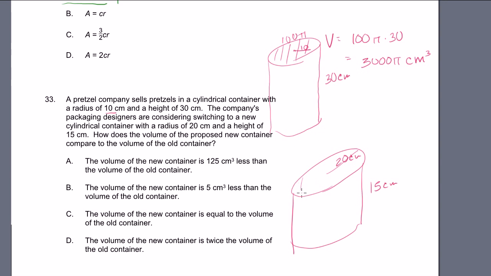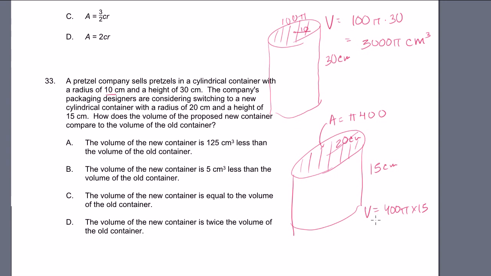Our new container, what's the area up here? Pi r squared. The area is equal to pi times r squared. R is 20. 20 squared is 400. So our volume is equal to 400 pi times 15. And what's 400 times 15? It's 6,000. 400 times 10 is 4,000. 400 times 5 is 2,000, right? So the volume of our new container is 6,000 pi cubic centimeters.